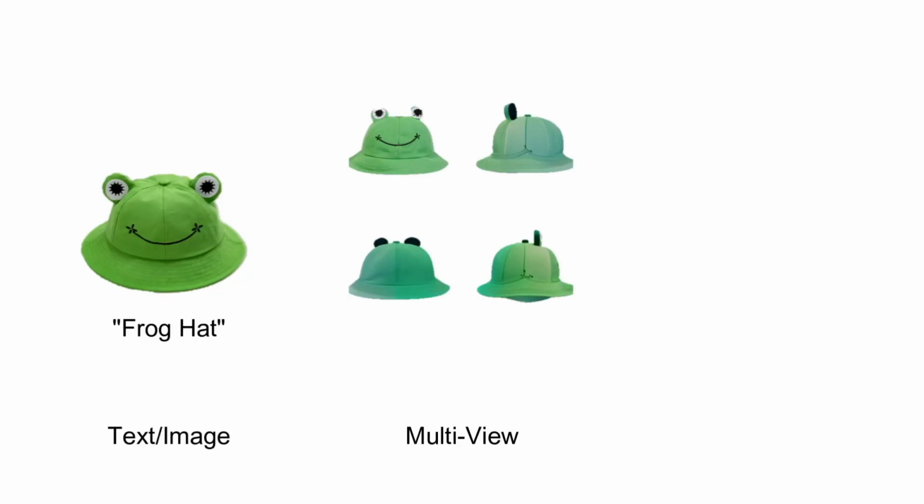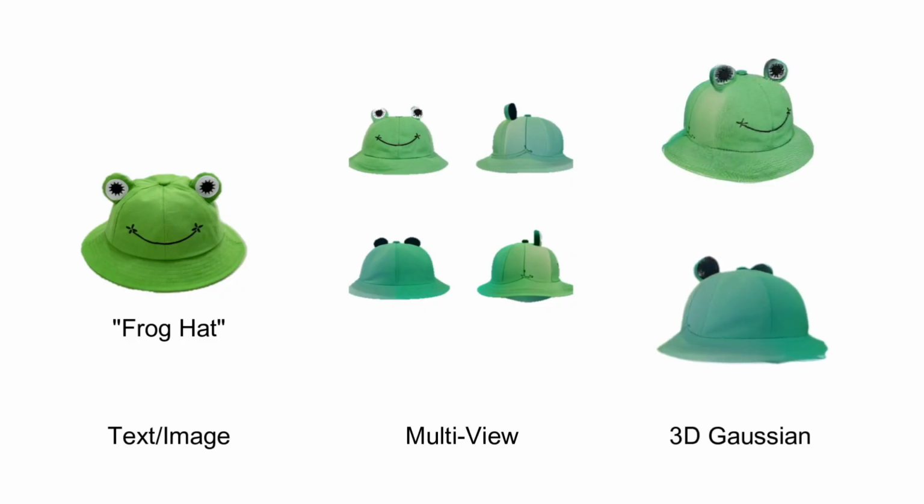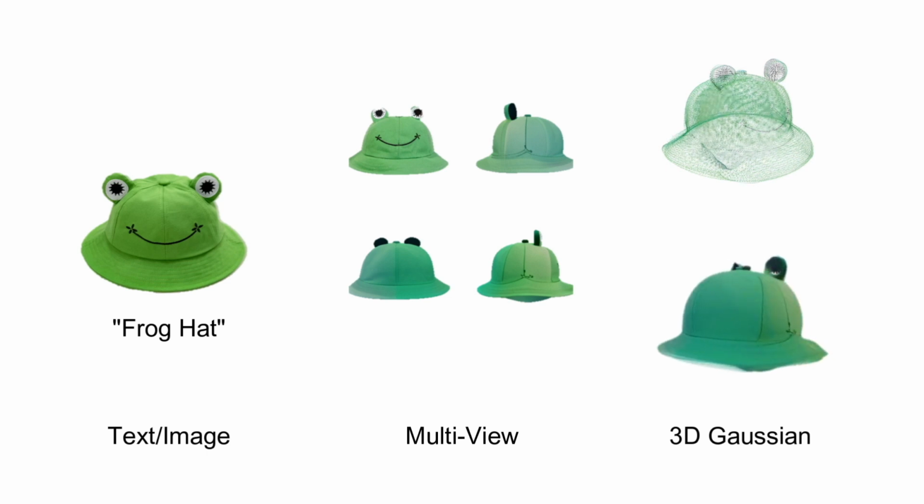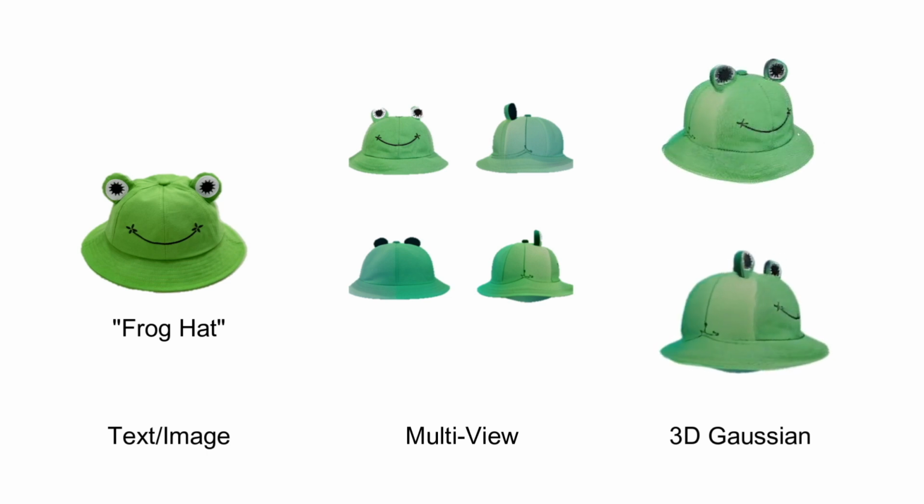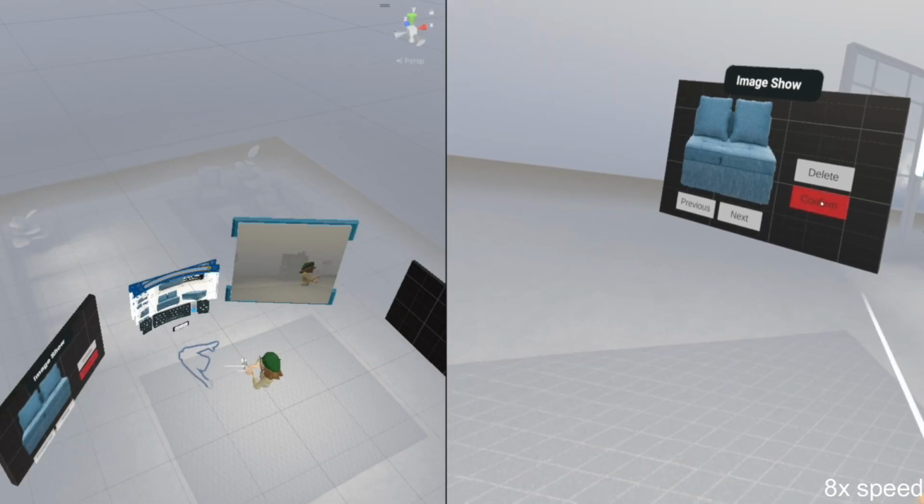Recent advances in multi-view diffusion models generate consistent multi-view images from a text or image prompt, while large multi-view Gaussian models bridge the gap from multi-view images to high-fidelity 3D representations.